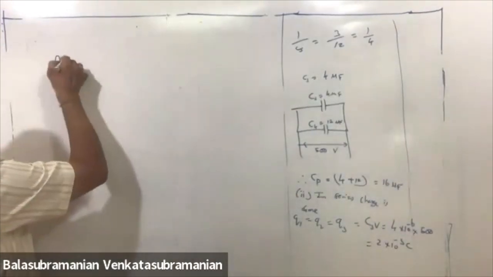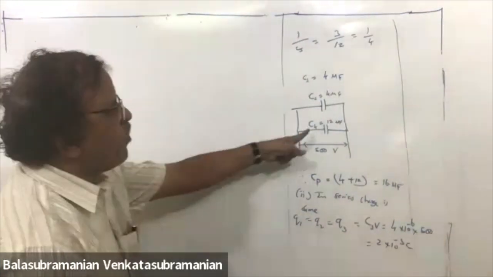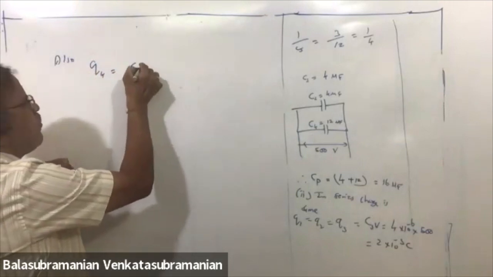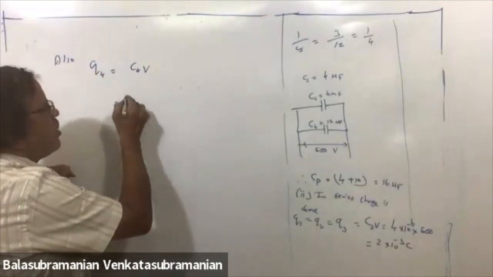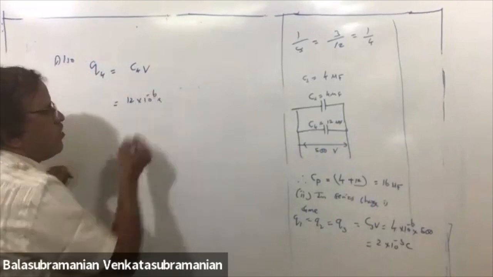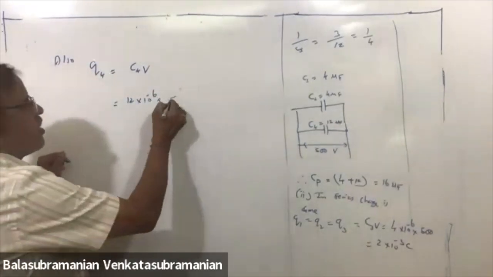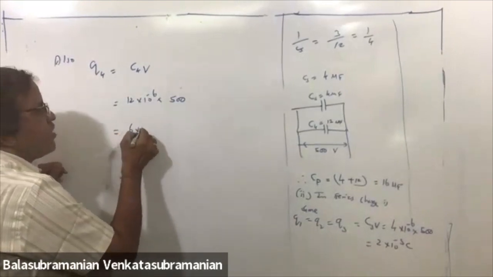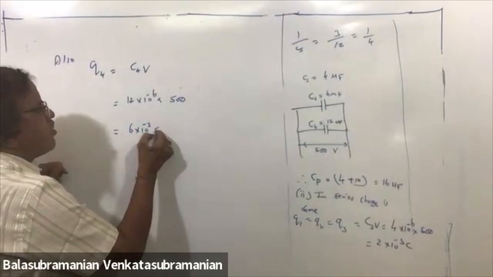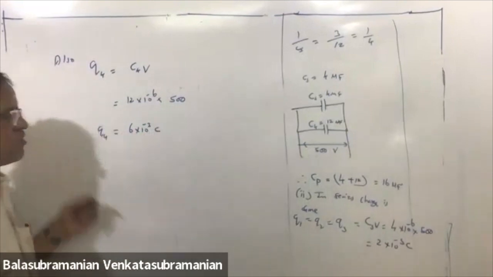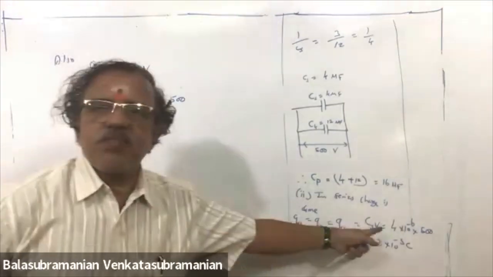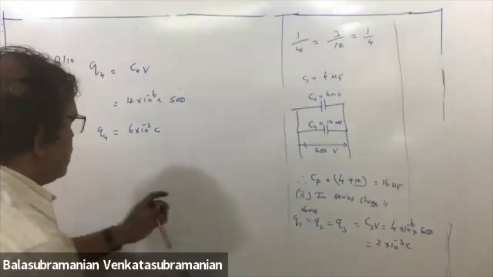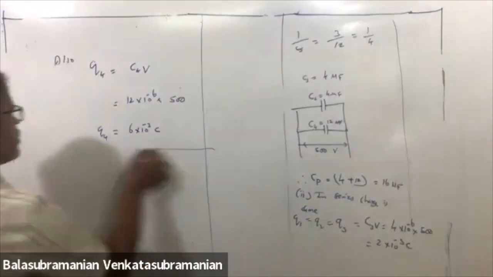There, for capacitor C4, what is the charge you have to calculate? Q4 is equal to C4 into V. What is C4? 12 microfarad. What is V potential? 500. So 6000, 6 into 10 power minus 3. This is 2 into 10 power minus 3. This is 6 into 10 power minus 3. Correct? Next.